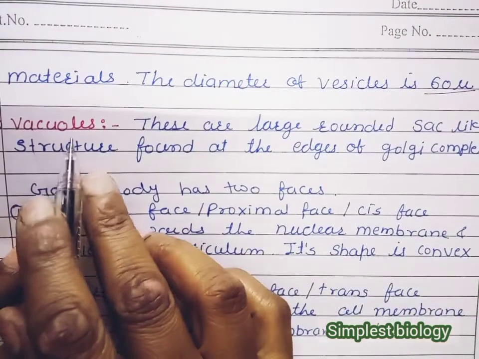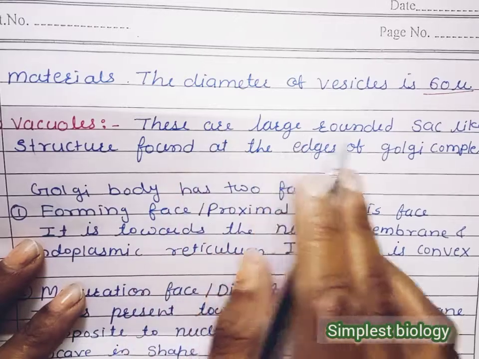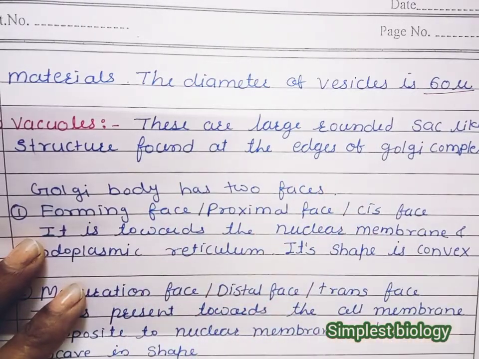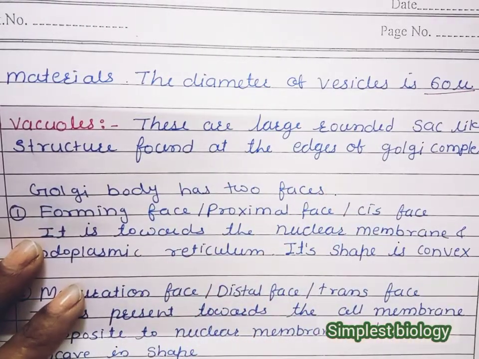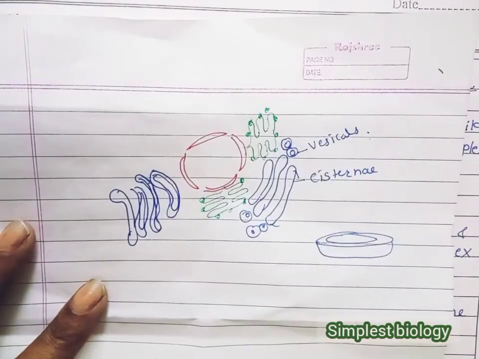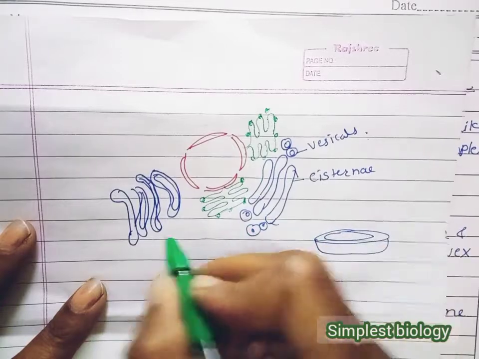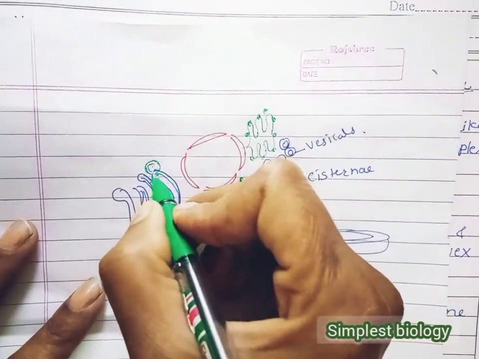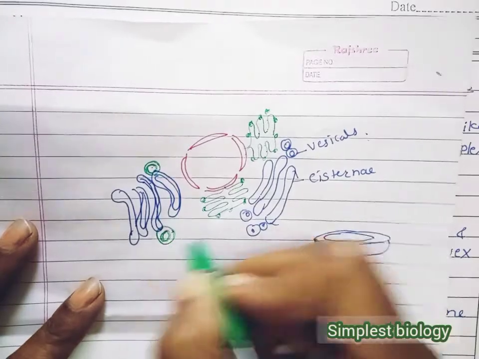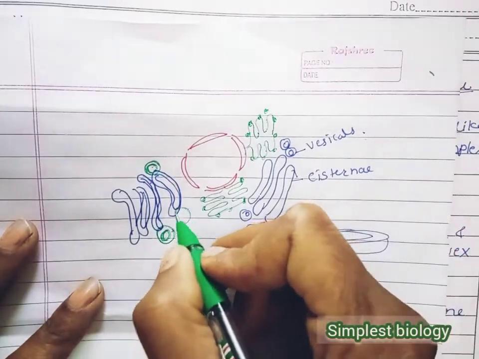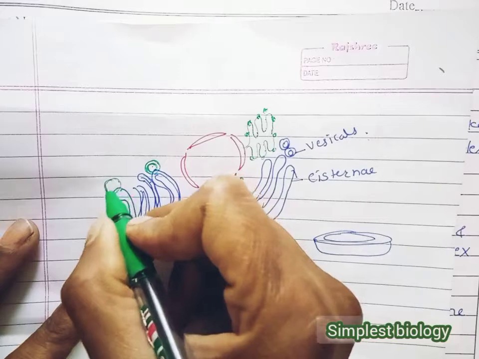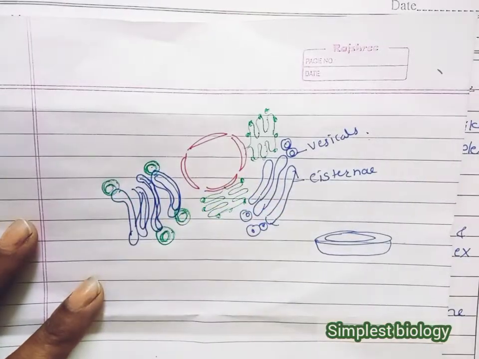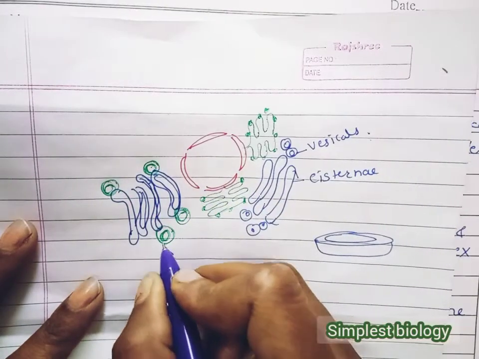The third part is vacuoles. These are large, rounded, sac-like structures found at the edges of the Golgi complex. Now here we again draw the structure of vacuoles. At the edges of the Golgi complex, a large secretory structure is present, and that large secretory structure we call vacuoles.